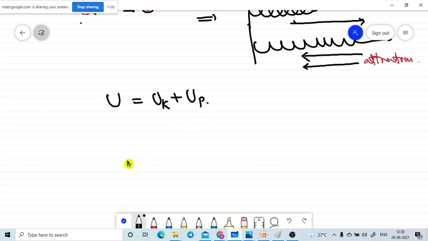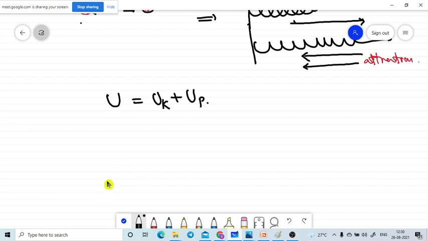So that means the total internal energy of the system is the sum of the internal kinetic energy of all particles of the system and the sum of the potential energy of the particles of the system. That is very important. Now we are going to use this formula directly in the thermodynamic system.